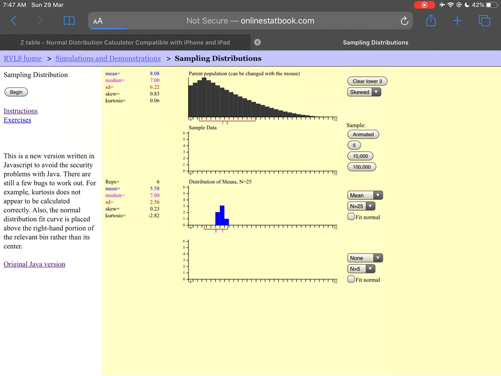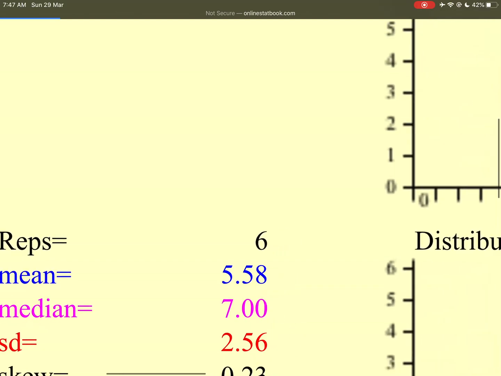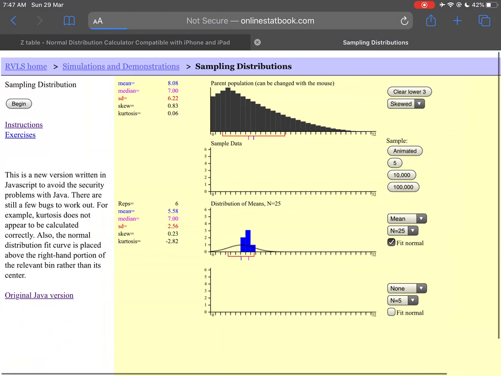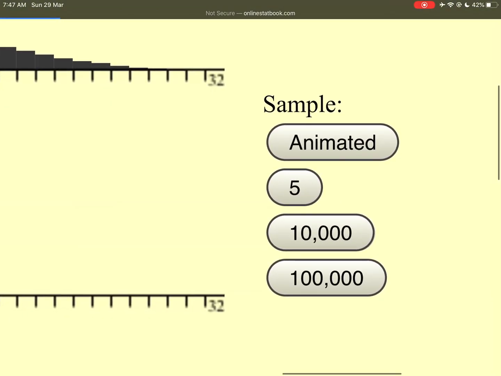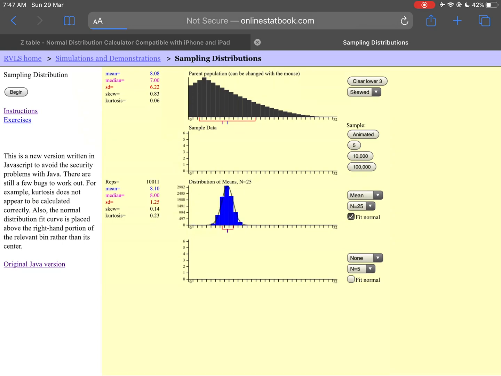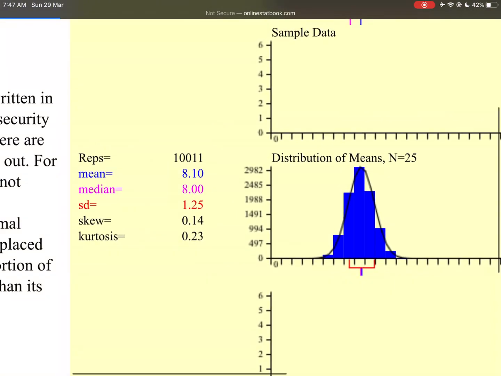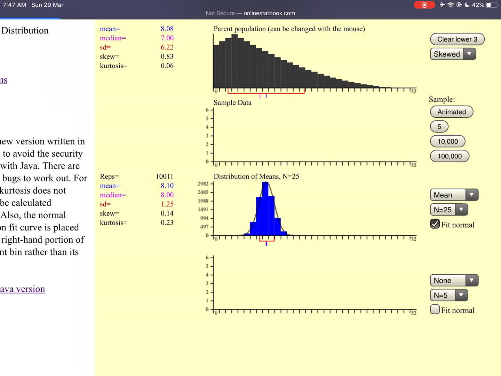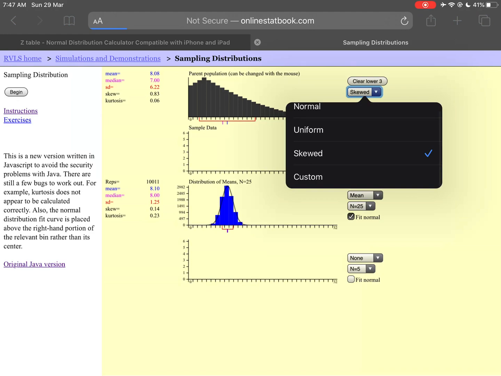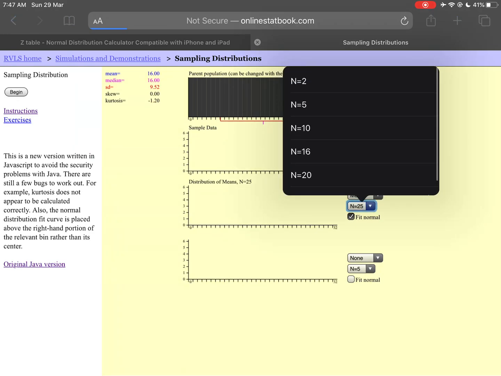So look at what it looks like. I will do fit normal, so you see that still I only took 6 samples. The 6 that you see here is how many samples you took. And notice that you can take 10,000 samples. You can do 5, 10,000, or 100,000. So let me jump quickly and do 10,000. So you have taken a lot of them. This gives you what looks like a normal distribution. So this is nice.